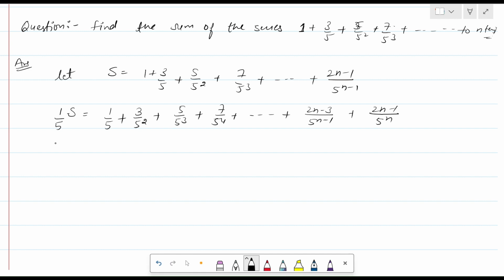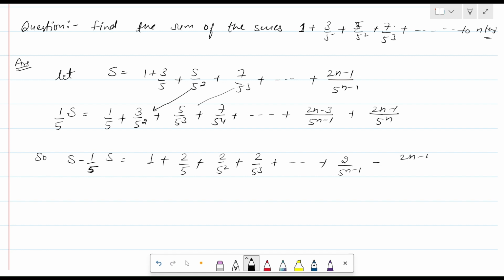Okay, so s minus s by 5, what will it be? It will be 1 as the same, then plus this minus this, then what will it be? 2 by 5. This minus this, what will it be? 2 by 5 square. 2 by 5 cube. 2 by 5 raised to the n minus 1 minus 2n minus 1 into 5 raised to the power n.